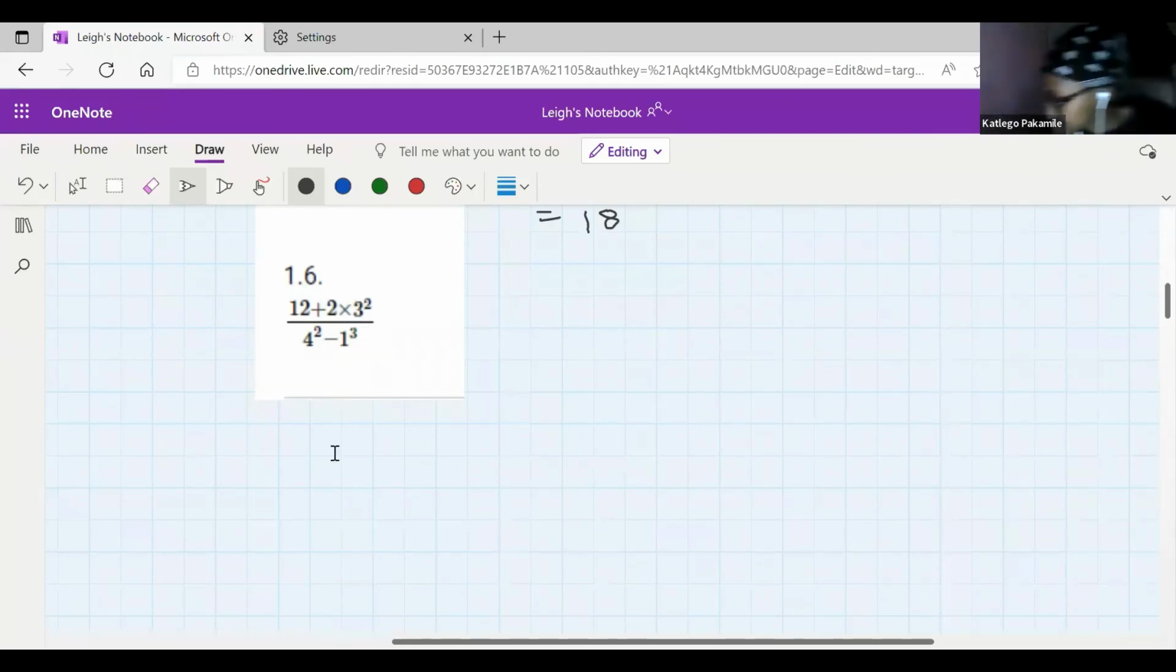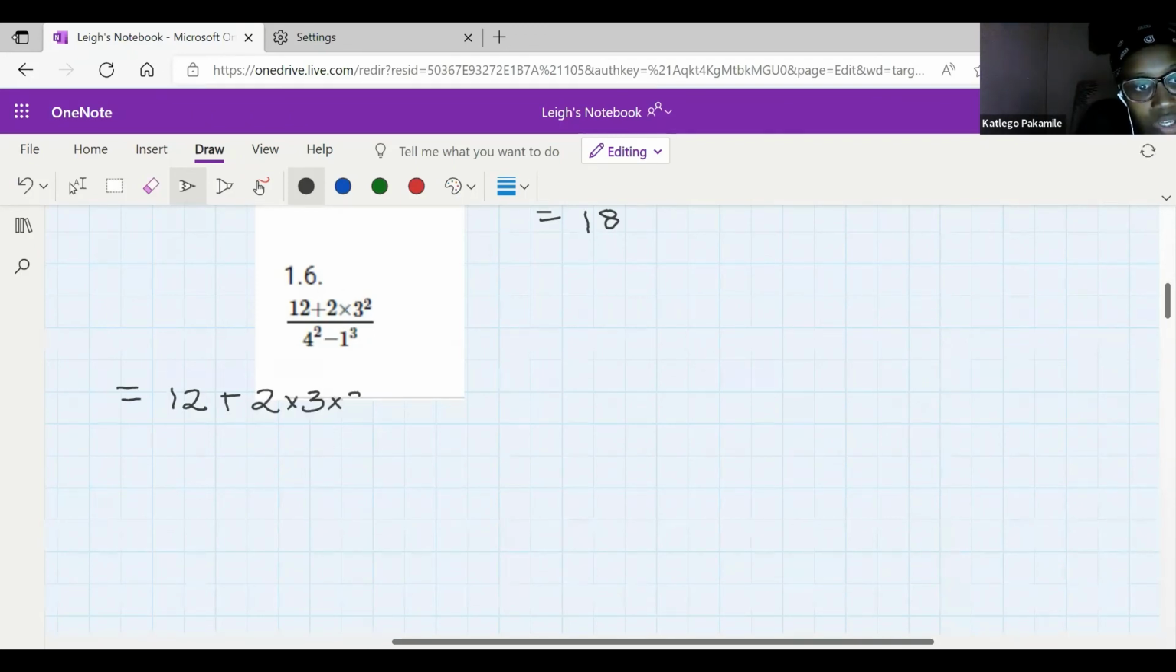Okay, 1.6. Who is doing 1.6 for me? Mutebang, are you there? Yes, ma'am, I'm here. I'm going to start from the top to the bottom. All right, that's fine. So I used BEDMAS there, so I started with the exponent because it's 3 to the power of 2. There we go. So you first squared the 3. And what was the answer?